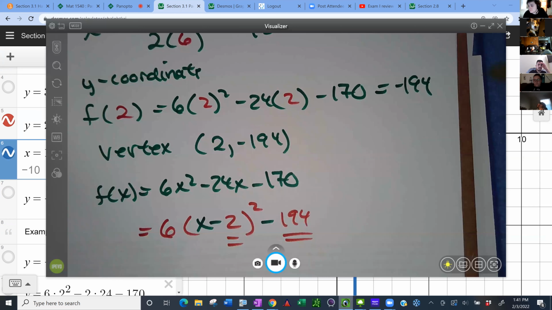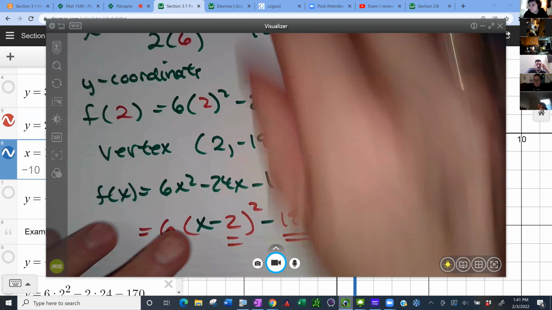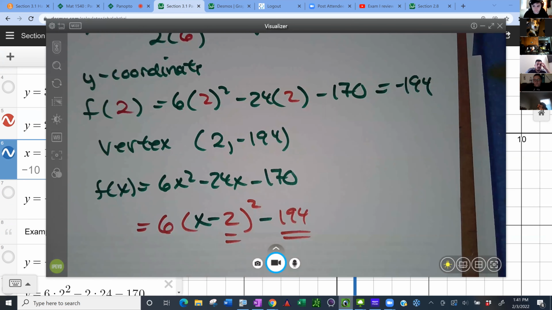Whew, well done. Comments or thoughts on that one? Yeah, question, go ahead. So I didn't get the last part, is the x minus 2. What do you get the x minus 2? Oh, I'm just putting it into standard form.